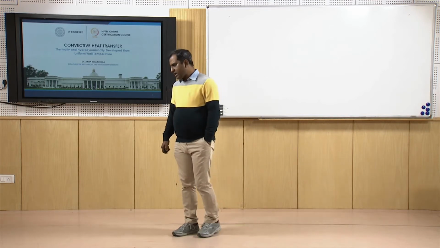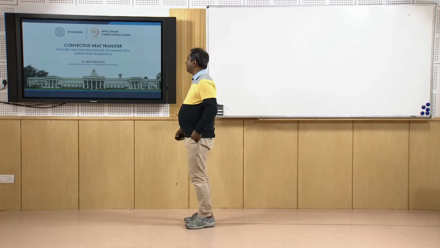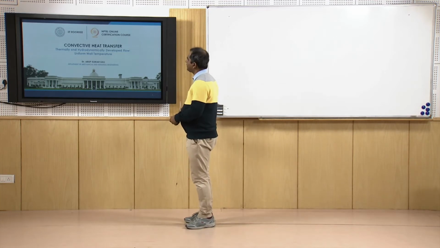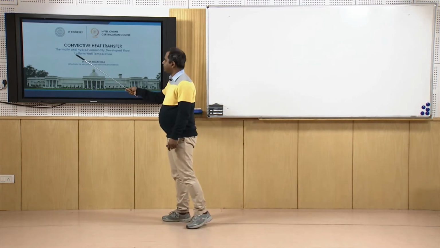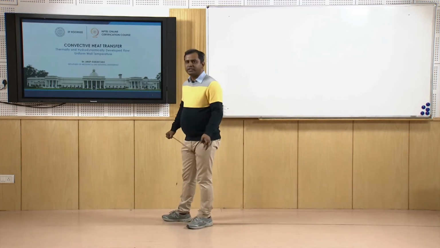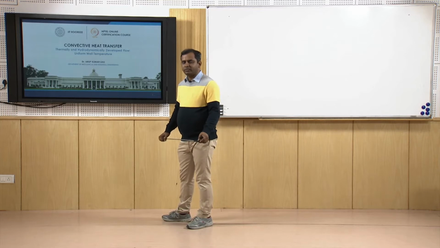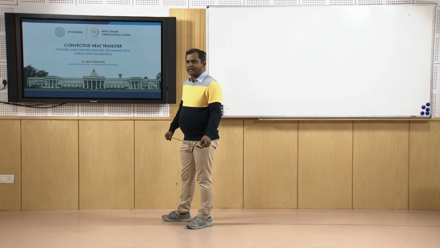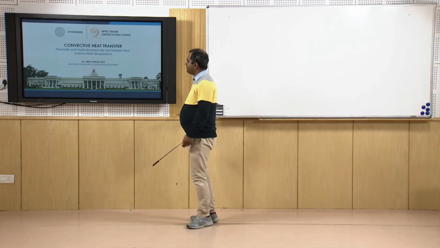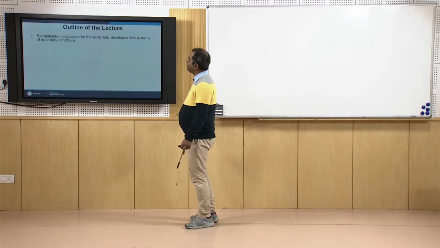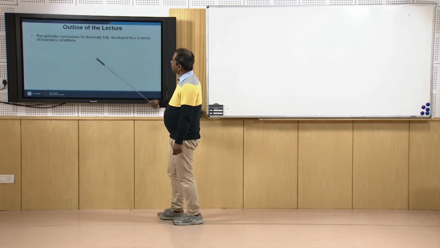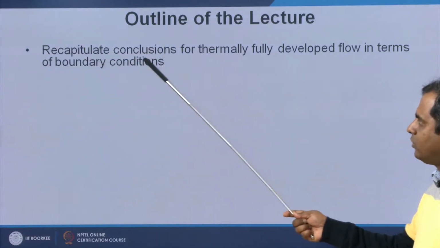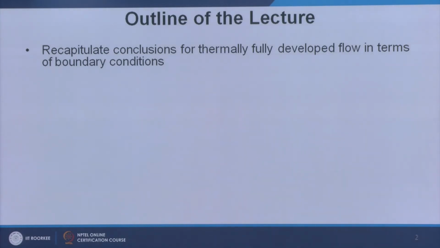So, as I have said, our topic for this lecture will be thermally and hydrodynamically developed flow with uniform wall temperature. If you want to revisit what happens in the case of uniform heat flux, please see our last lecture. Let me first tell you what main points we will be covering. As it is thermally fully developed flow, first we will recapitulate the conclusions we derived in our last lecture for thermally fully developed flows.